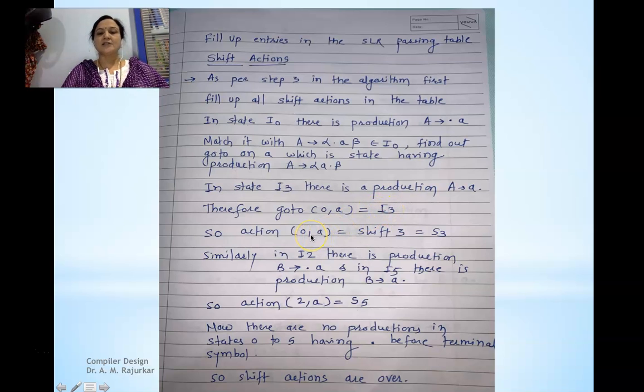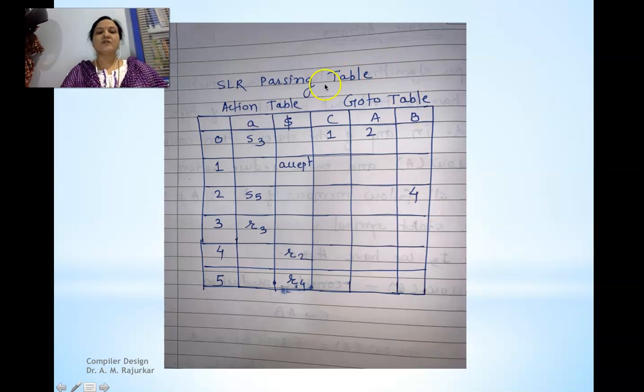So the entry in the action table of the SLR parser will be action[0, A] equals shift 3, that is S3. So fill up the entry 0 comma A. If you see the SLR parsing table, the table is divided into two parts. One is the action table, another is the goto table. Sorry, in the action table the columns indicate terminals, in the goto table the columns indicate non-terminals, and all these rows indicate the states of the DFA.